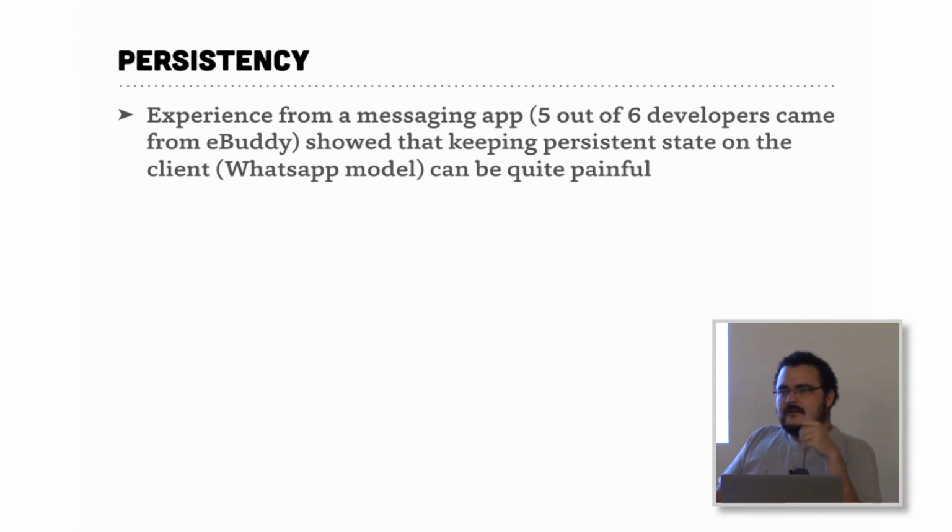So talking about persistency, when we started Bugs, 5 out of the 6 developers came from eBuddy, which was a Dutch messaging app. And we had this experience related to persistency. So persistency was quite painful as well, especially if you have an app that you want to evolve. You are developing this app, you start small, and then you have to evolve through the years. And of course, you have model changes. You want to make more out of it, and it can be quite painful to deal with.